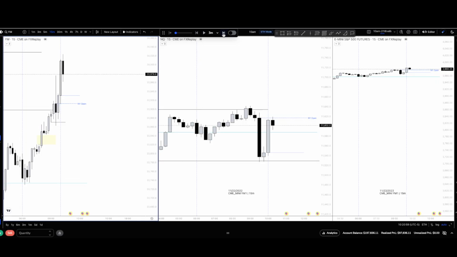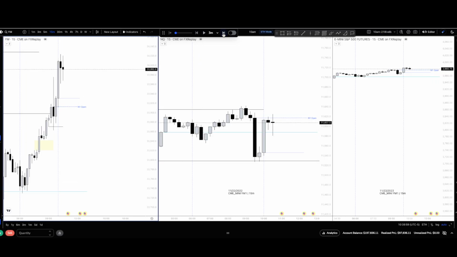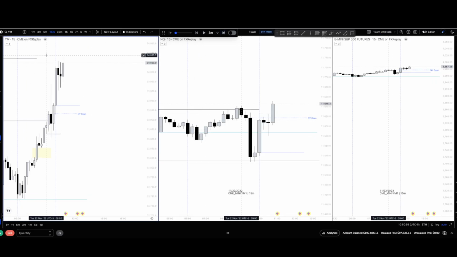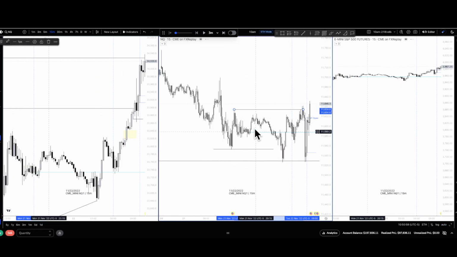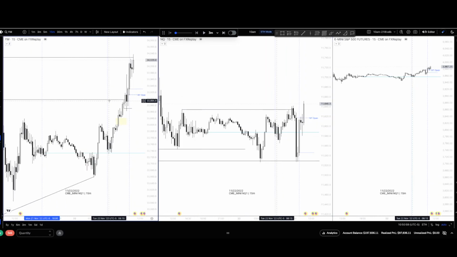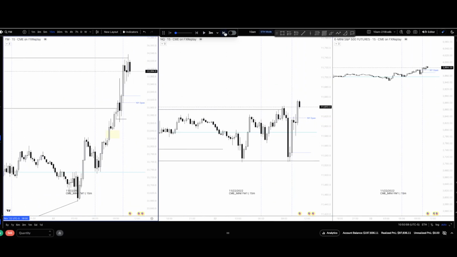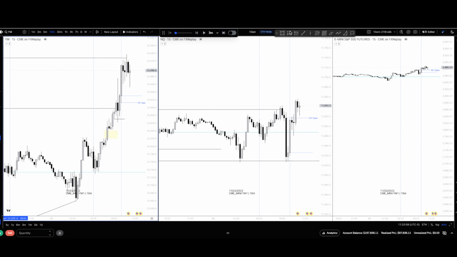Realistically speaking, I'm looking for that 15-minute pull back into the range, into that gap. Come on. Oh, fuck me, man. So NQ is chopped. I'm not trading this. That's impossible to trade. Wanted to see that 30-minute gap, 15-minute fill.